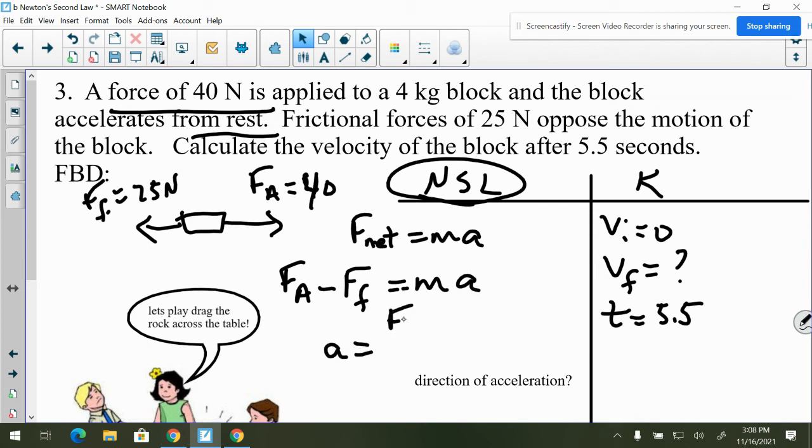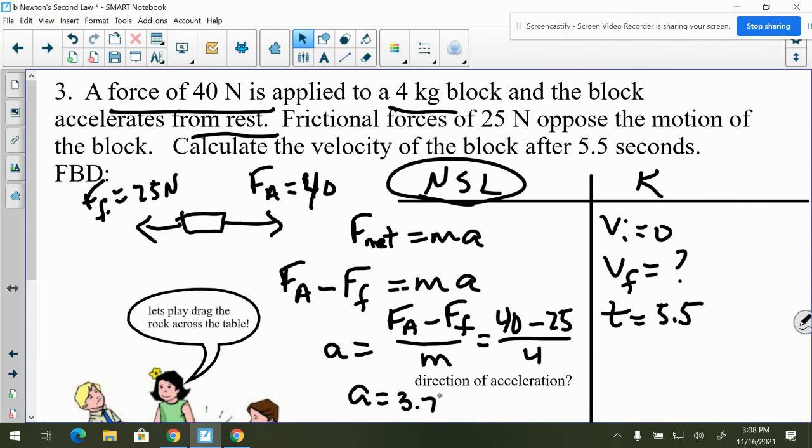a is going to equal Fa minus Ff all over m. I just divided both sides by m. Well, now I have the numbers. So Fa is 40, Ff is 25, and m was given up here as 4. So if I grab that, I'm going to have 40 minus 25 equals 15. Divide that by 4, and I got 3.75. So my acceleration is 3.75 meters per second squared. Well, now I can bring that over here, 3.75.